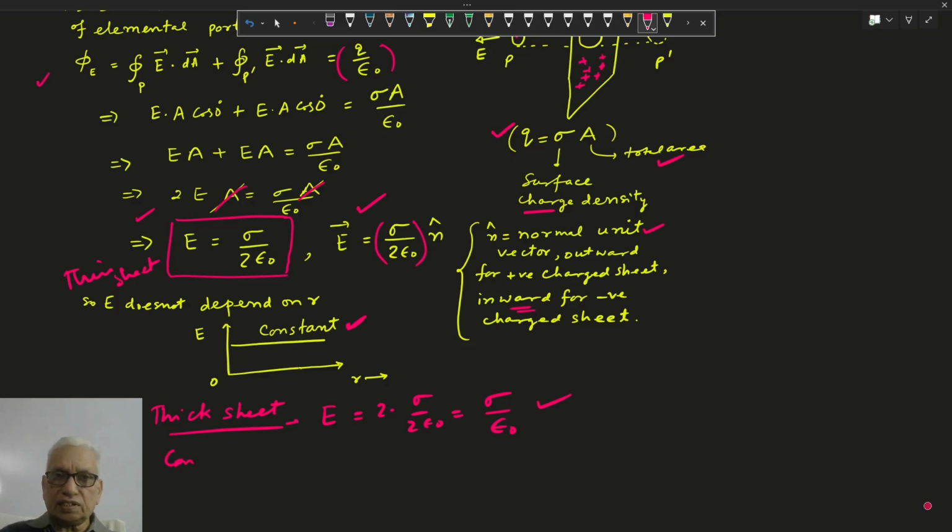If it is a conductor, charge resides on the outer surfaces, so there are two surfaces. It means the same formula is valid for a conductor or conducting part. So it is a very important point. For a thick sheet and for a conductor, we get the electrical field given by sigma upon epsilon naught. Sigma is the surface charge density. For a thick sheet it is double that of the thin sheet.